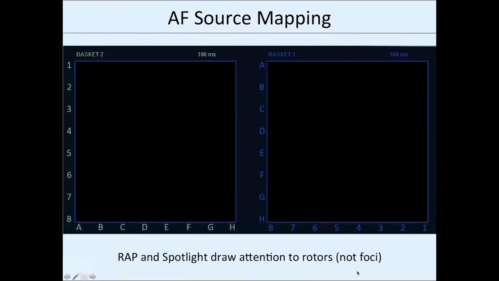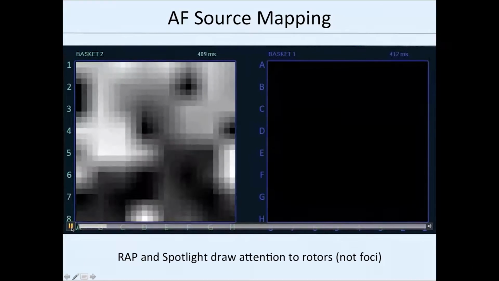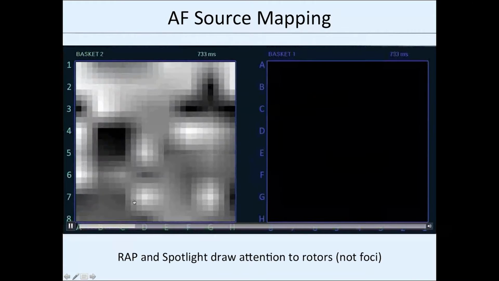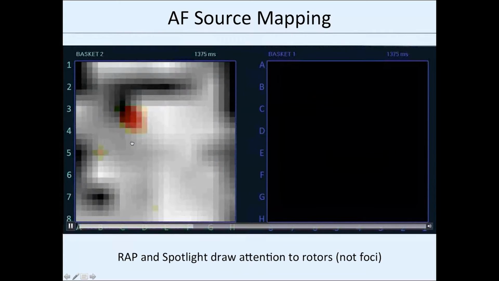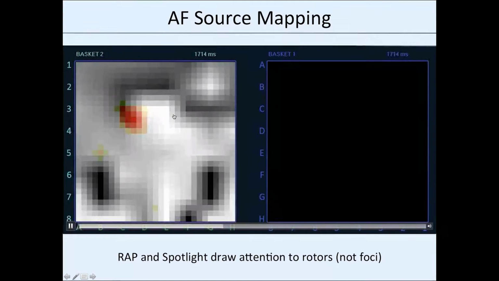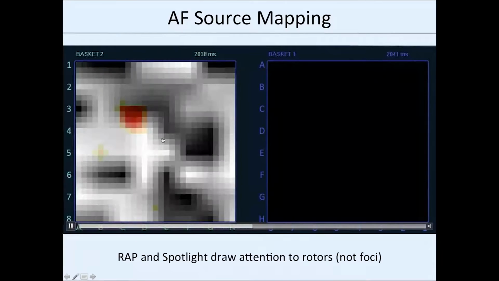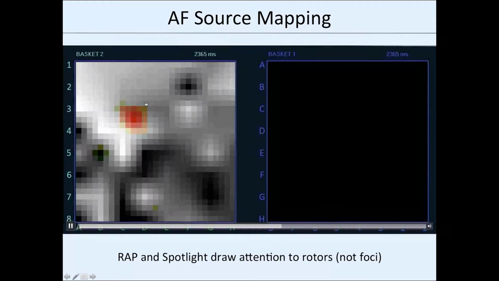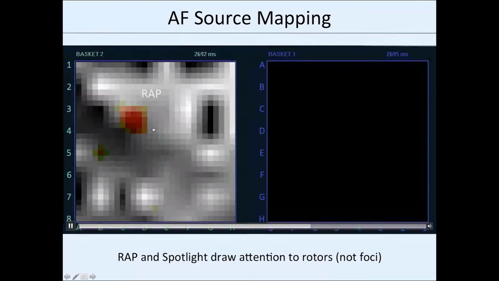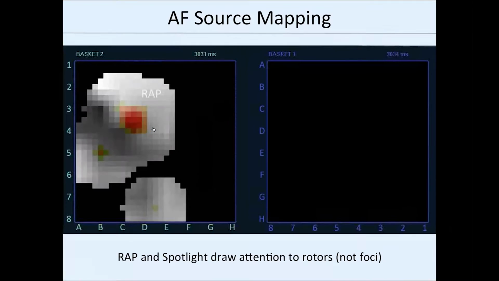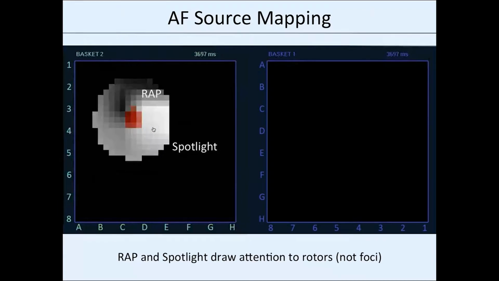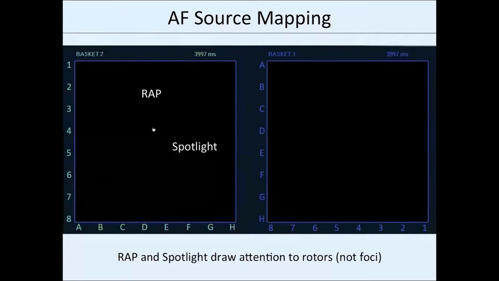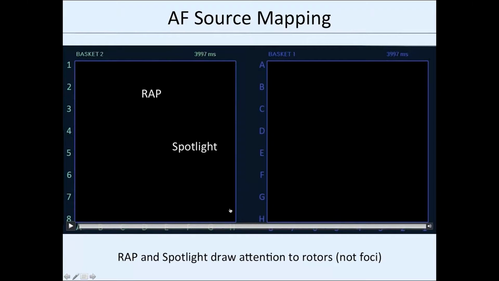Here's an example of a rotor in the right atrium, and we have this rotation going around in this direction over here. The RAP, the rotational activity, highlights this, and we can see it going around pretty clearly here. The spotlight feature that comes on in a second also indicates that. Here's the RAP area here. The spotlight shows that up, kind of masking stuff that is extraneous. But we see this rotating around in the right atrium there.